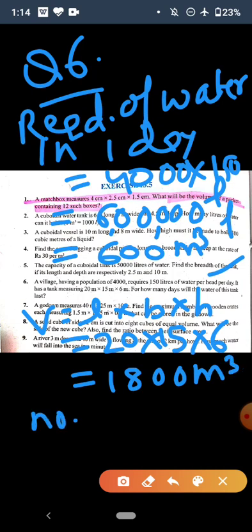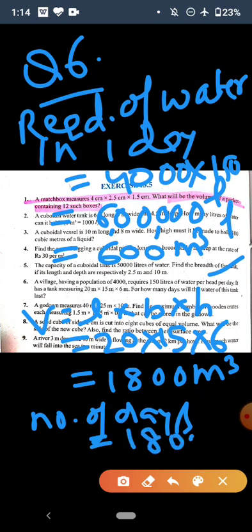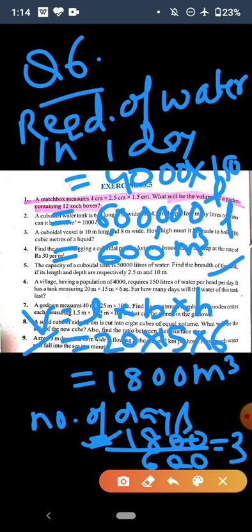Now you have to calculate the number of days. So the total water available is 1800. Requirement of 1 day is 600. So what is the number of days? 3 days. So the water will last for 3 days. What are the two tasks here? In the first task, you have calculated the requirement of water in 1 day in a village. Then you calculated the water available in the tank, and then by dividing the total water in the tank by the requirement per day, you get 3 days. So this much water will last for 3 days.